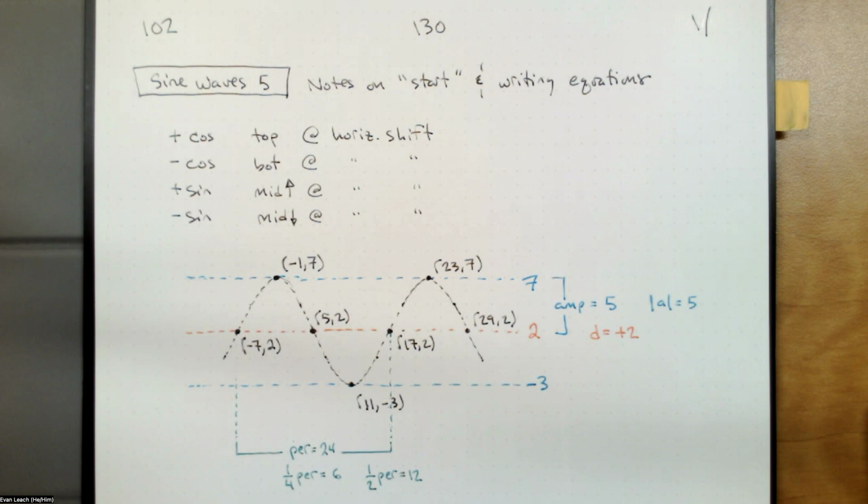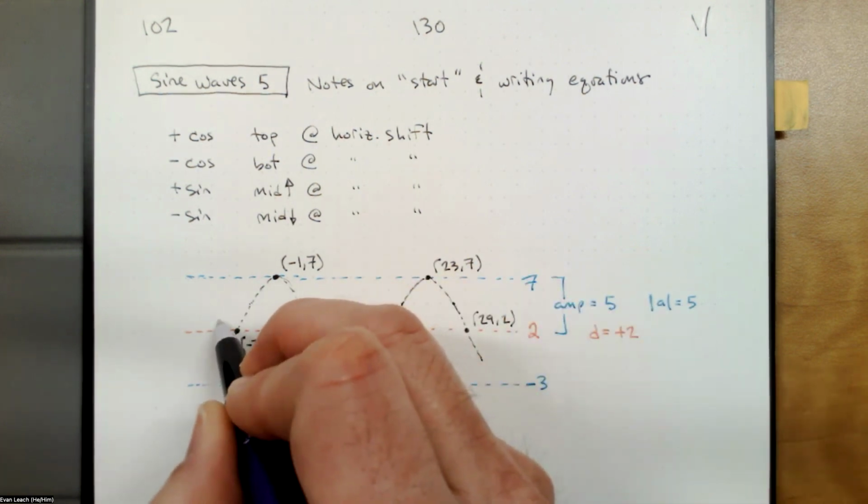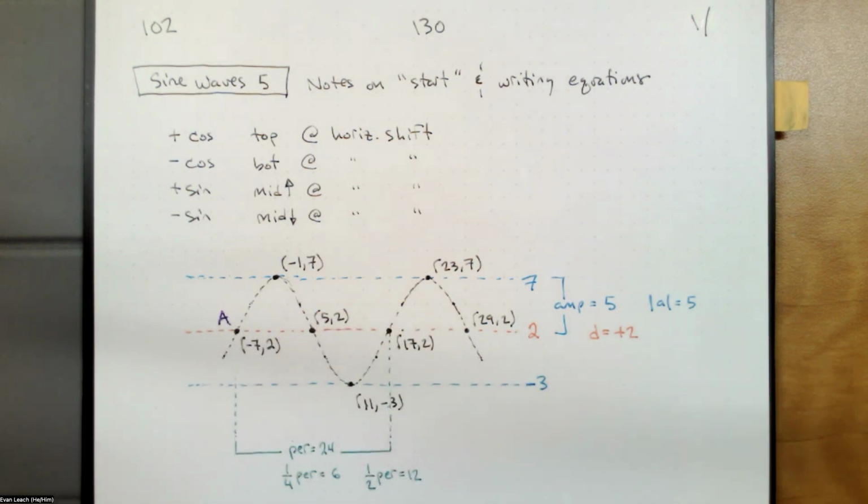So let's suppose that I wanted to write an equation thinking about this point right here. I'm going to think of this as the start. I'm going to label that point A. If I choose A as my starting point, my horizontal shift will be -7. So C is equal to -7. And we're at the middle going up, so I'm going to write a positive sign.